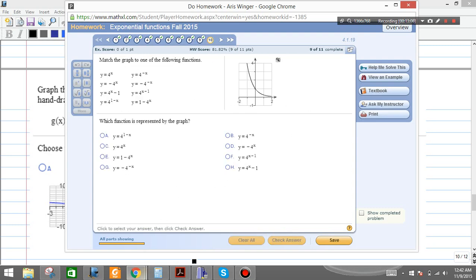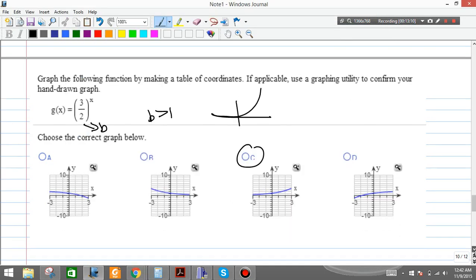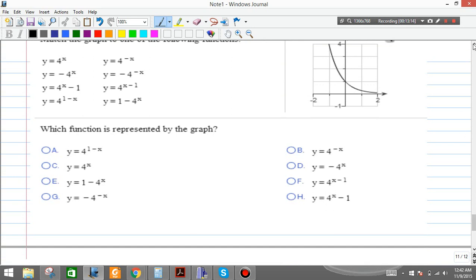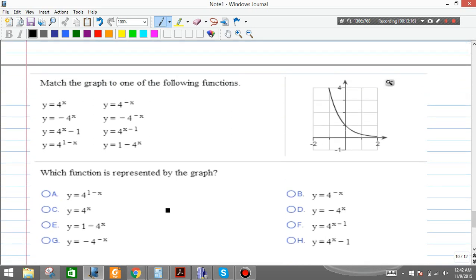Ten asks us to do some transformations. Now we know from transformations how this thing looks. I bring this one up only because here, again, if you have 4 to the x, 4 to the x looks like this. But here, this one looks like a reflection over the y-axis, which looks like this. And so that means it has to be 4 to the minus x.